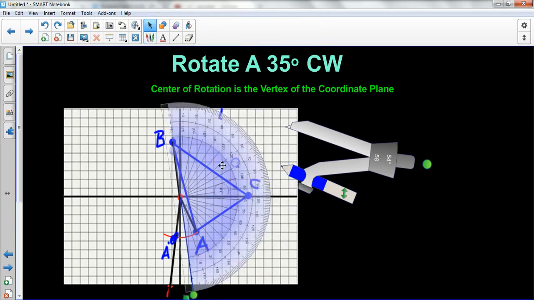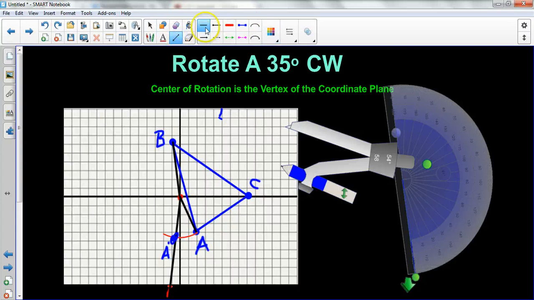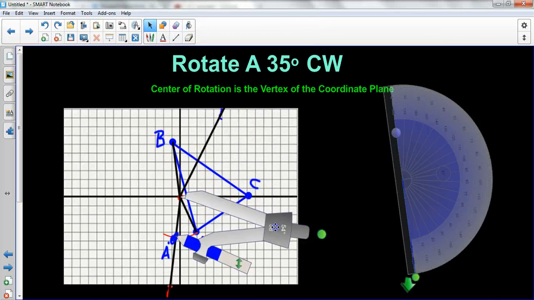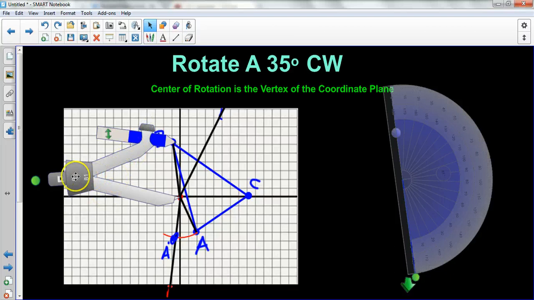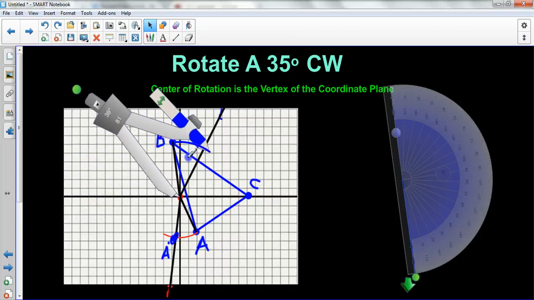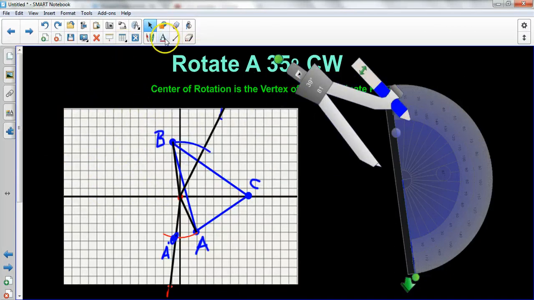Move my compass. Draw my new ray from the origin, right? Because that's our center of rotation. That's where the angle is made. And there's my 35 degree. And then just to get B in the right spot, I'm going to center my compass at the origin, make my radius go out to B. And now I'm going to draw my circle where it intersects that line, is really all I care about. And now I've got B. Okay, so this is B prime.